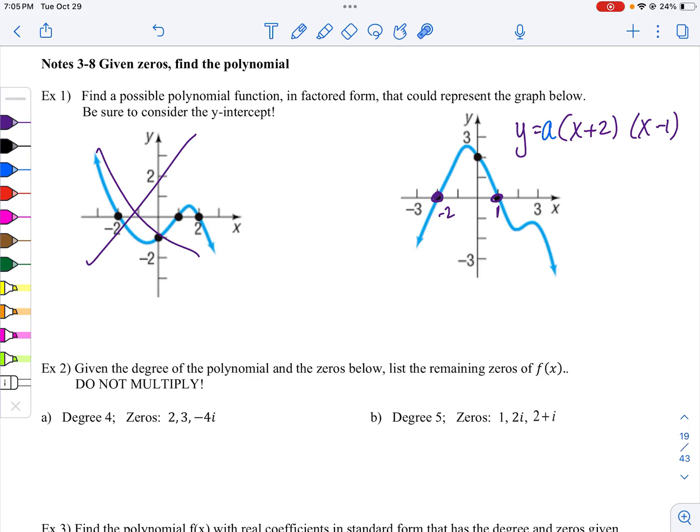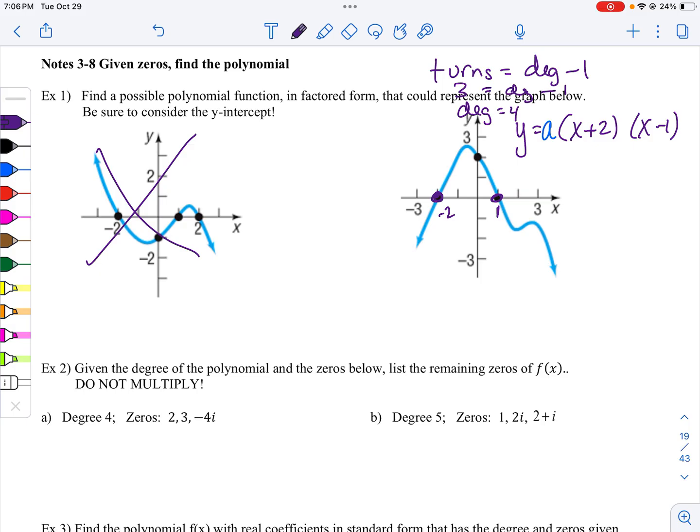So one of the things we have to be careful with is that the a value is going to be negative. We also notice this graph has one turn here, two turns here, and a third turn there. If you remember, the maximum number of turns is always equal to the degree minus 1. Because we have three turns, and that's got to be the degree minus 1, the degree has to be 4.